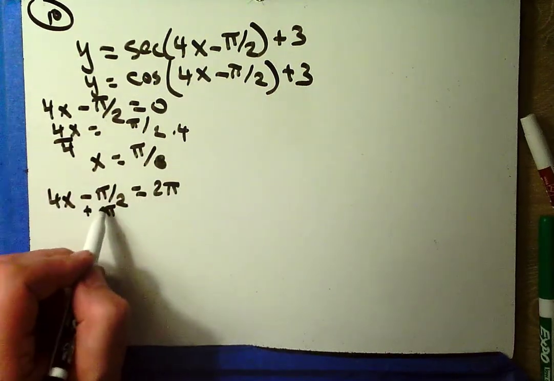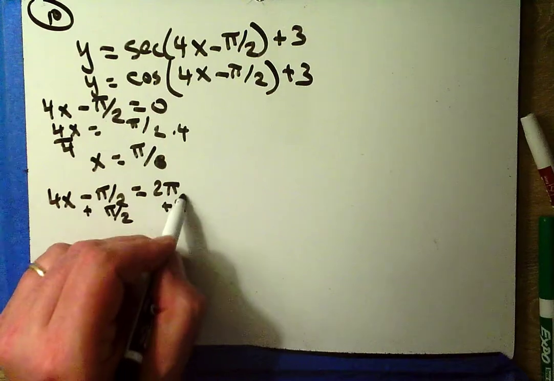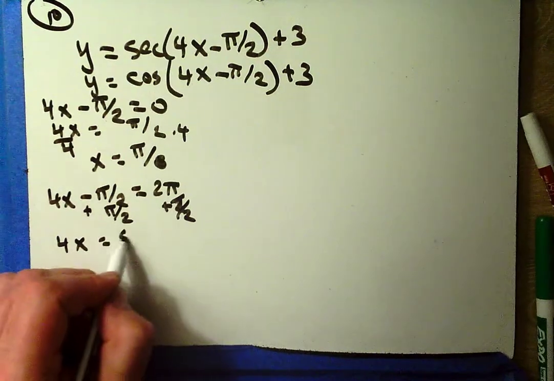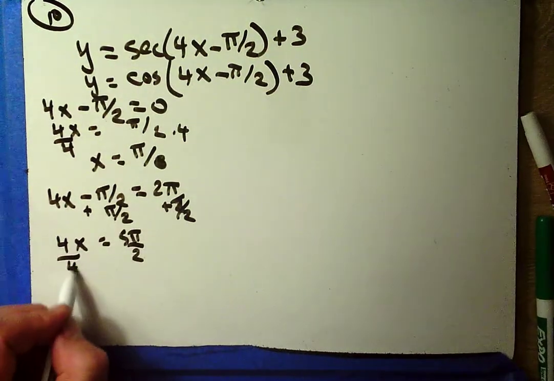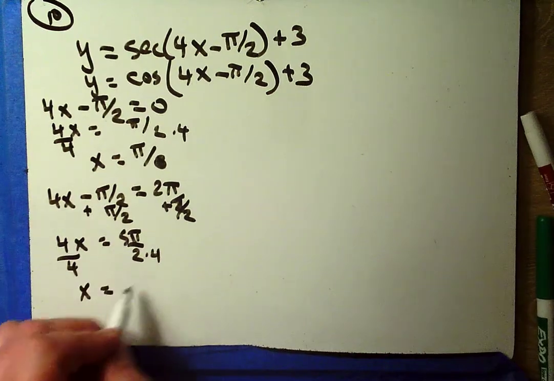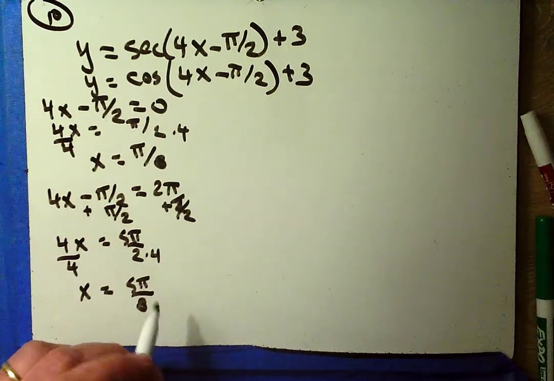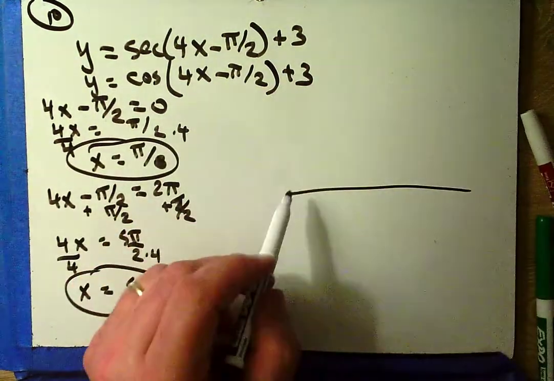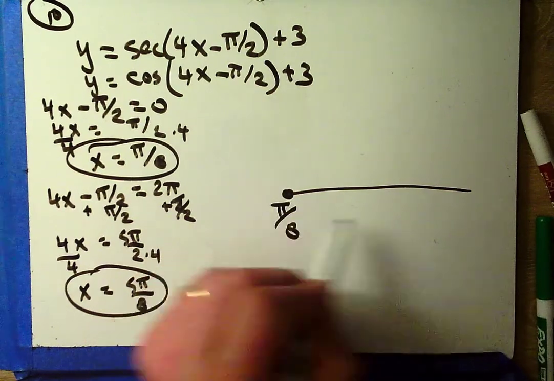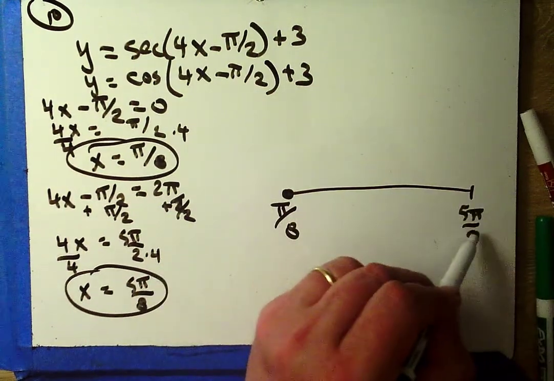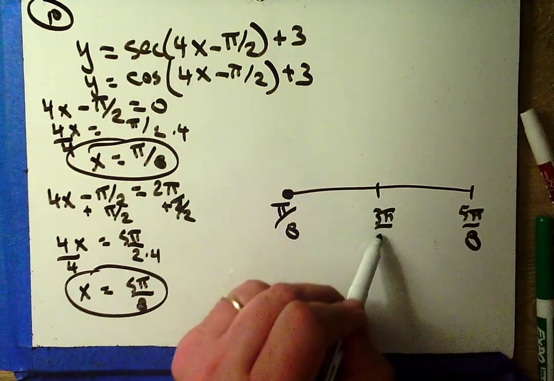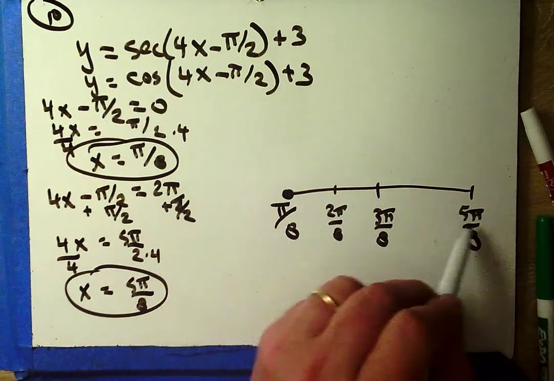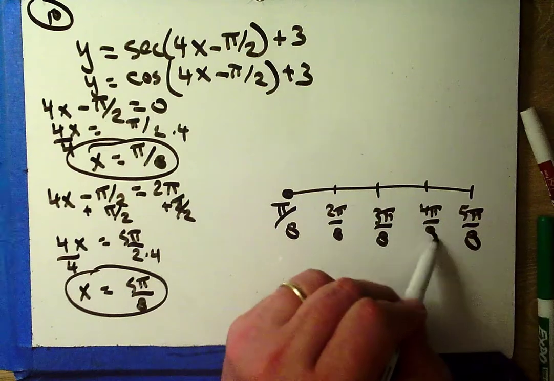And here I'll add pi over 2 to both sides. 4 pi over 2 plus 1 pi over 2 means 5 pi over 2. And then if I divide both sides by 4, I get x equals 5 pi over 8. So we've got pi over 8 and 5 pi over 8 as our starting and ending points for our cosine graph. Pi over 8, 5 pi over 8, halfway in between would be 3 pi over 8, halfway in between those would be 2 pi over 8, and halfway between these would be 4 pi over 8.